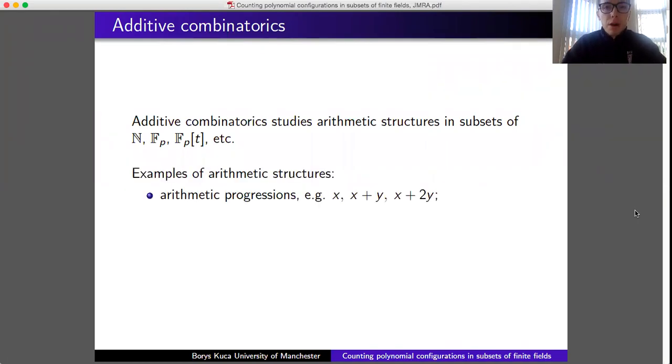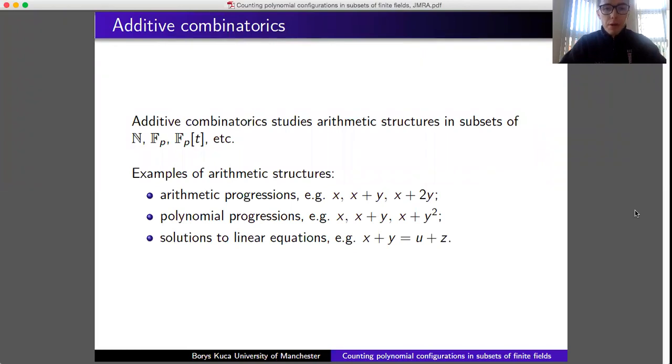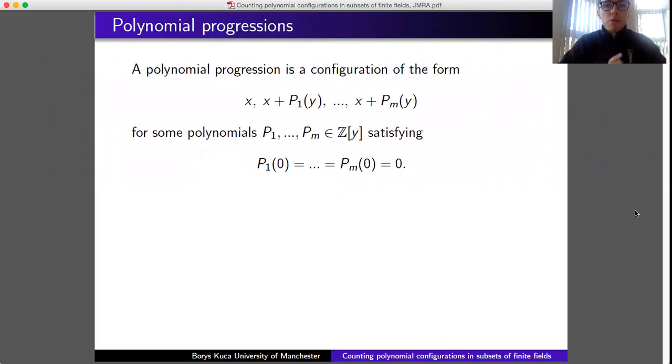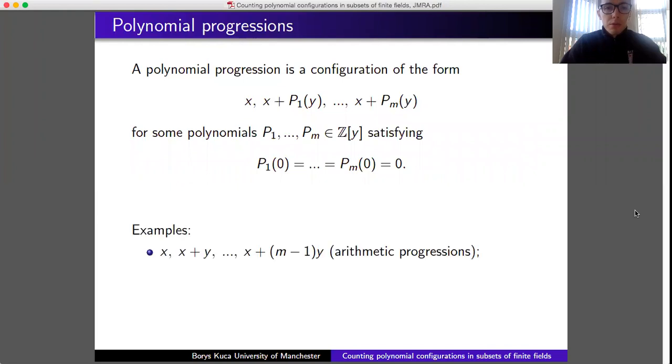Examples of arithmetic structures that we study include, for instance, arithmetic progressions, polynomial progressions, or solutions to linear equations. Today, I will focus on polynomial progressions, by which I mean a configuration of the form x, x plus p1y up to x plus pmy, where p1 through pm are distinct polynomials with integer coefficients and zero constant terms. So let us look at some examples of this.